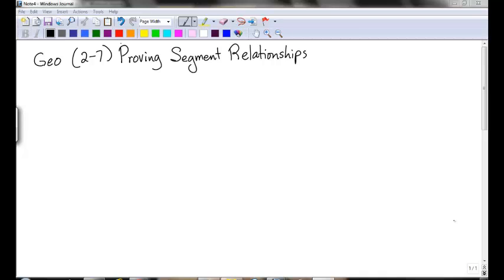Okay, this is on proving segment relationships, and we've had several postulates already. As we go through future chapters, we're going to add to that list. So we did up to postulate 2.8 the other day. Now this is postulate 2.9, and it has a special name. It's called the segment addition postulate.